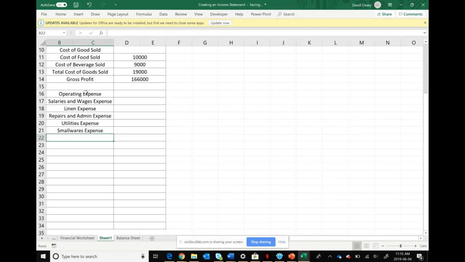Small wares can include anything from tongs to plates to wine glasses. Other comprehensive income is not a cost, so that comes later. And our marketing expense, let's say this is not fixed and it is variable, so this would be an operating expense. Then we would have our total operating expenses and our operating income.